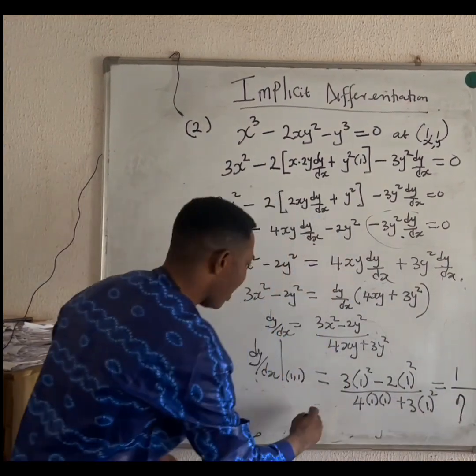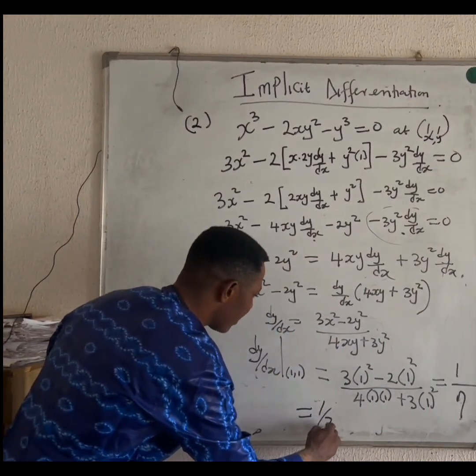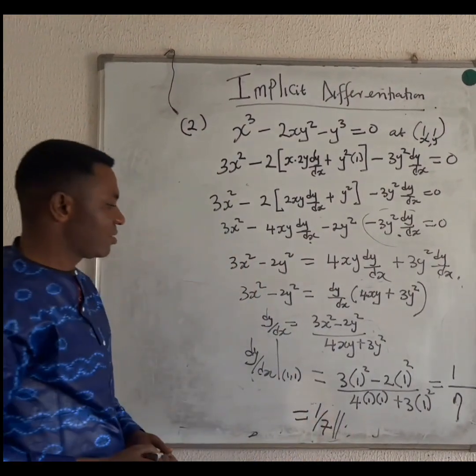Therefore our answer is 1 all over 7. Thank you very much. This is also simple.